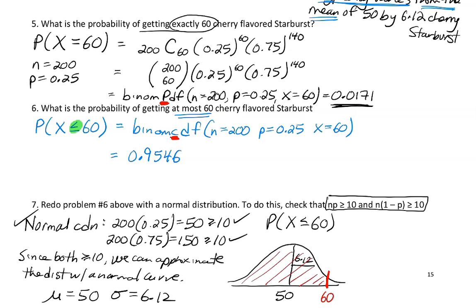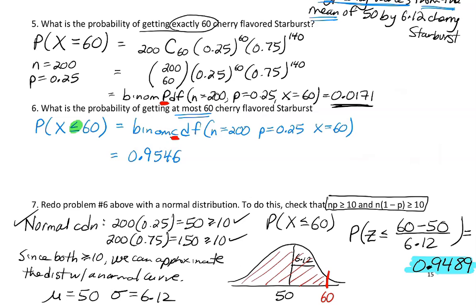To calculate this, we would be calculating the probability that z is less than or equal to 60 minus 50 over 6.12. Using the normal CDF command, we get an answer of 0.9489. So with our normal approximation, we get 0.9489. The exact answer, given by the binomial function, is 0.9546. So we were about half of a percentage point away from the answer.